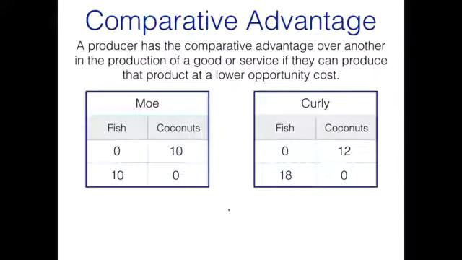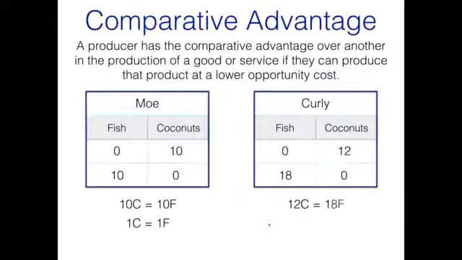We know that if Mo spends all of his time collecting coconuts, he can collect 10 coconuts. And if he spends all of his time fishing, he can catch 10 fish. So we're concerned with the opportunity cost of coconut production. So we're going to divide both sides by 10. And in doing so, we get one coconut is the equivalent of one fish. What that means is that in the time that Mo uses to collect one coconut, he does not catch one fish. So the opportunity cost of collecting a coconut for Mo is one fish.